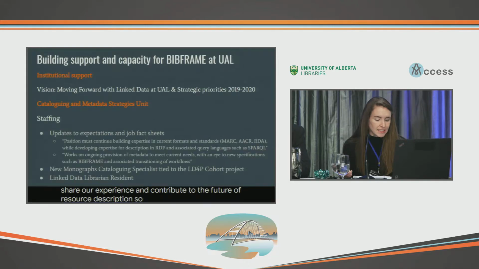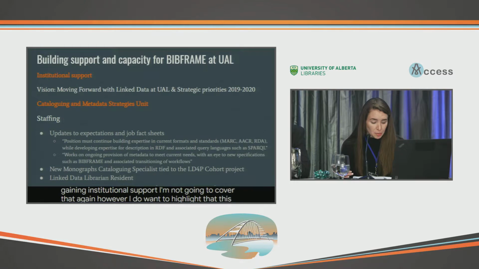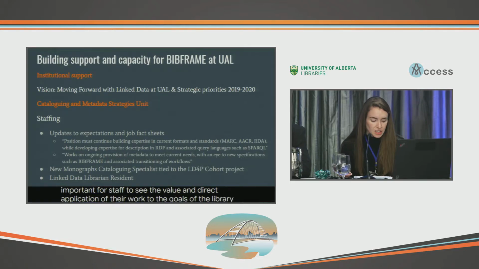So, since Ian's already reviewed some of our work on strategic priority setting and gaining institutional support, I'm not going to cover that again. However, I do want to highlight that this step has been critical for us to build buy-in, both within and outside of our own unit. It's been really important for staff to see the value and direct application of their work to the goals of the library, especially when this work may be perceived as outside the scope of staff's existing knowledge, expertise, and in particular, their technical comfort level.